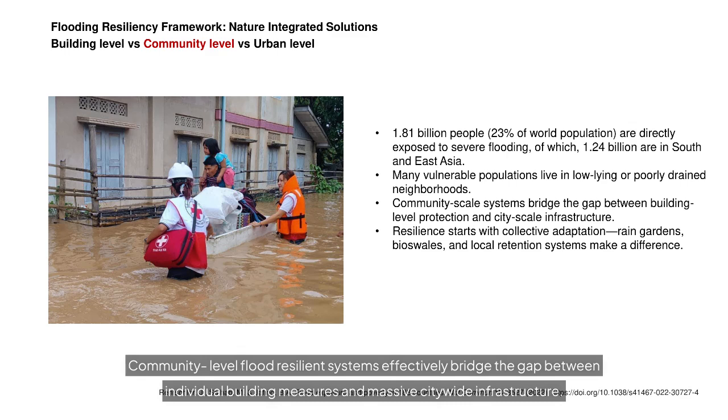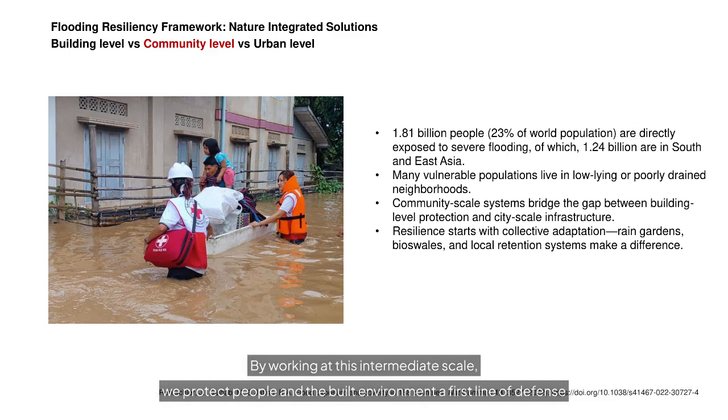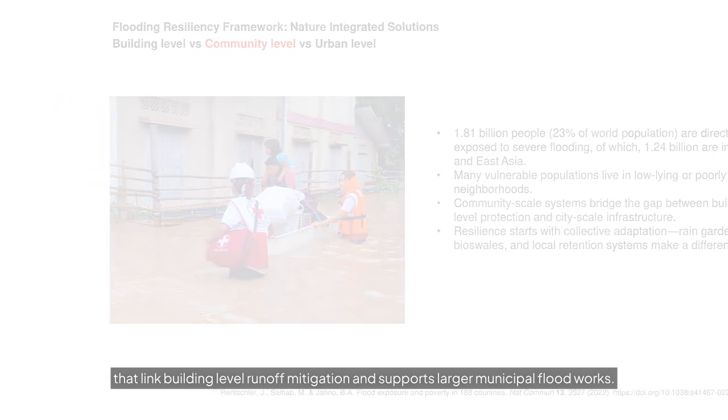Community-level flood-resilient systems effectively bridge the gap between individual building measures and massive citywide infrastructure. Collective adaptations like rain gardens on sponge streets, bioswales along blocks, and neighborhood retention plazas can significantly reduce flood damage locally. By working at this intermediate scale, we protect people and the built environment, a first line of defense that links building-level runoff mitigation and supports larger municipal floodworks.